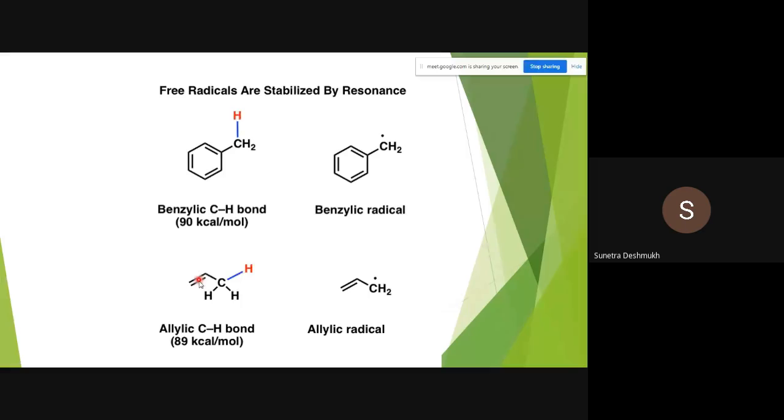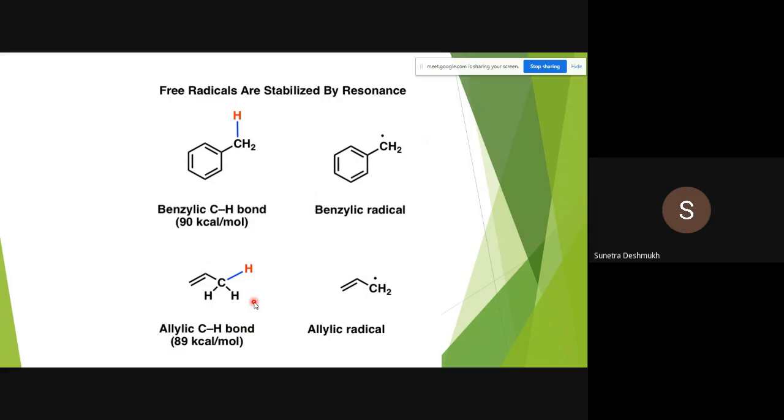If you abstract a proton from this sp2 hybridized carbon atom, then the generated free radical is much less stable. This is highly unstable. If you abstract this hydrogen from the sp2 hybridized carbon atom, it's less stable. So the only possibility is to generate the free radical on this sp3 hybridized carbon atom, and we have to abstract the proton from the sp3 hybridized carbon atom. So we have to generate this kind of allylic free radical, and to cleave this CH bond we need energy of 89 kilocalorie per mole.